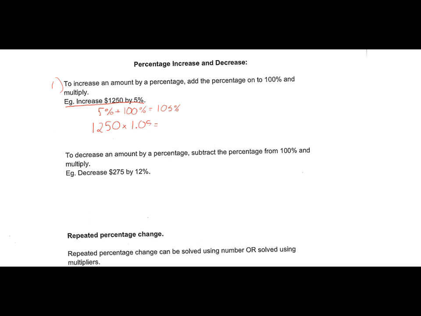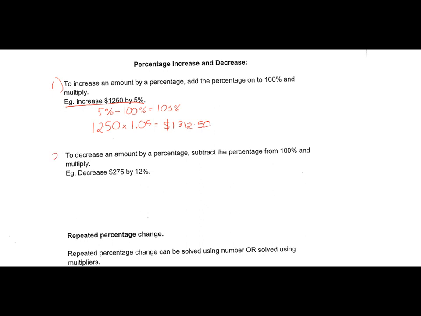The answer that the calculator will give you is 1,312.5. But then we need to remember that this is dollars. So when we turn it into dollars, we should have two decimal places. So we add a zero, make it $1,312.50.